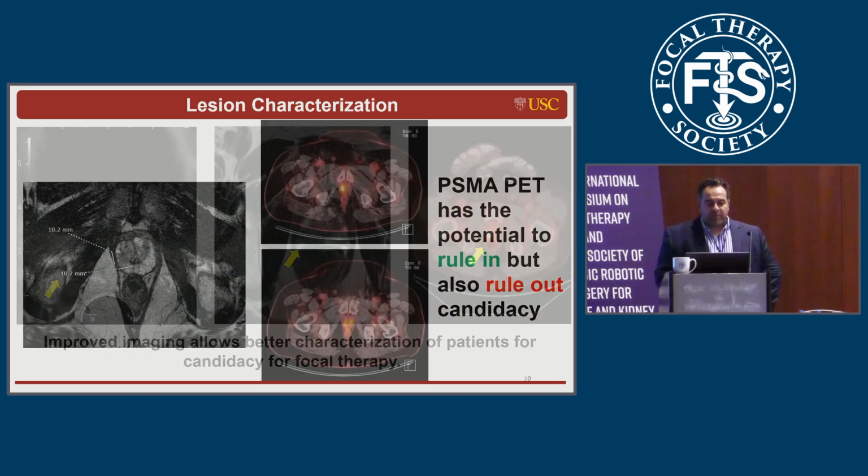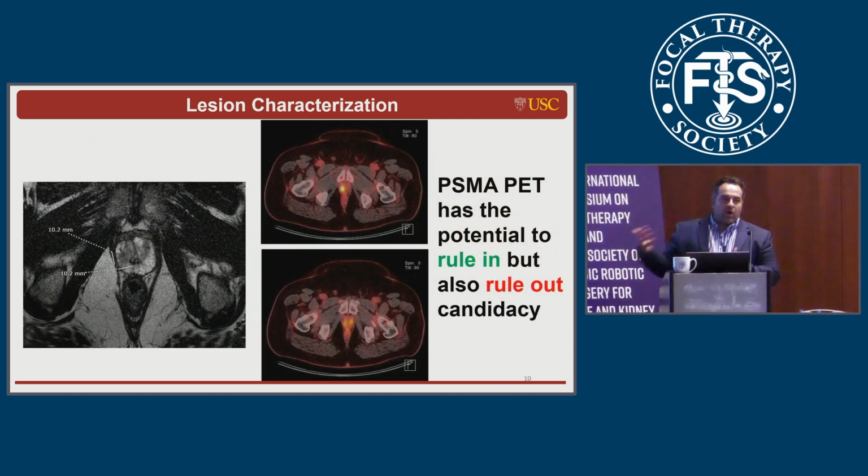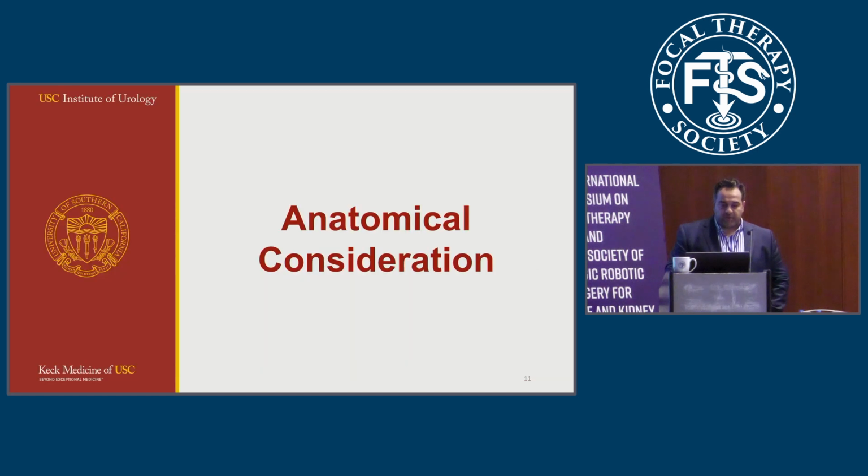But PSMA PET scans also help to rule out patients for focal therapy. This is a patient who was referred to me for focal therapy, has a nice lesion on the right side. I got a PSMA PET scan and it showed bilateral disease. The patient underwent a biopsy and we found cancer on the contralateral side also. So I use PSMA PET not just to rule in, but also to rule out patient candidacy for focal therapy.